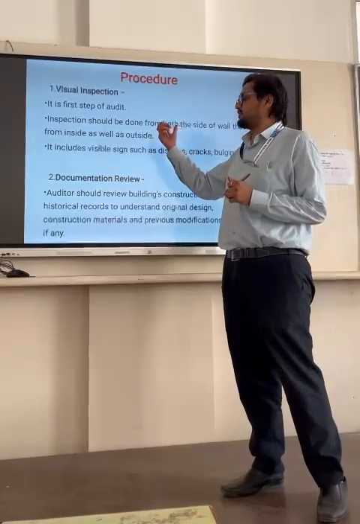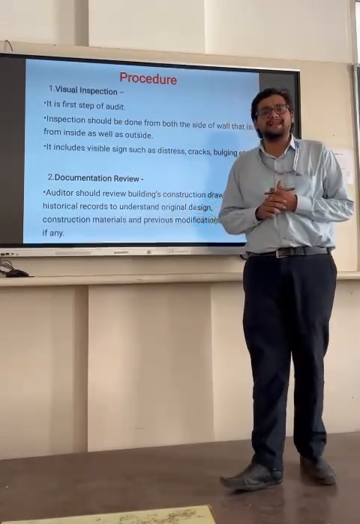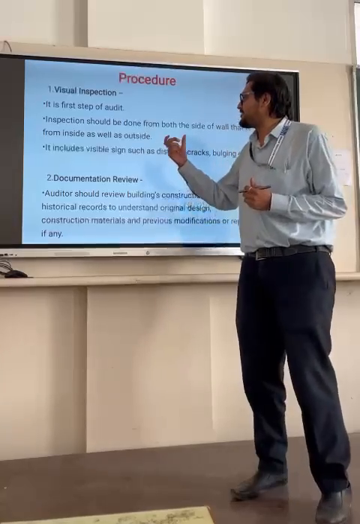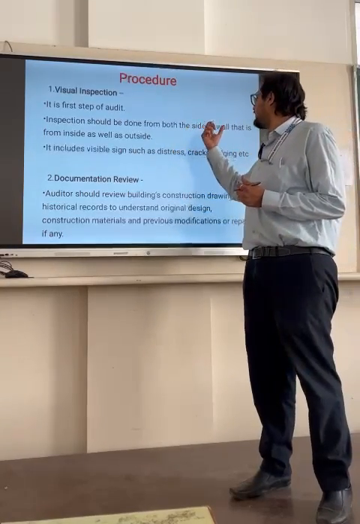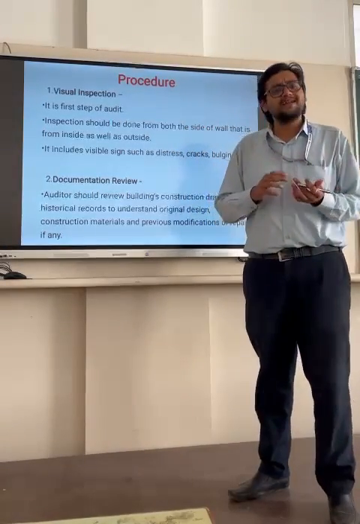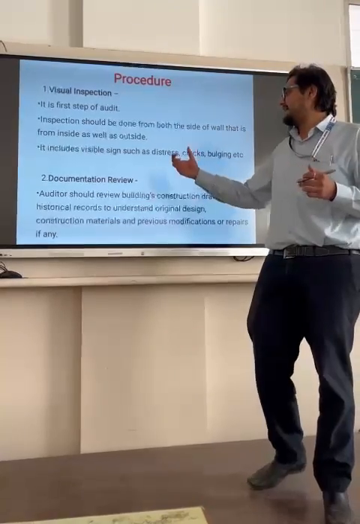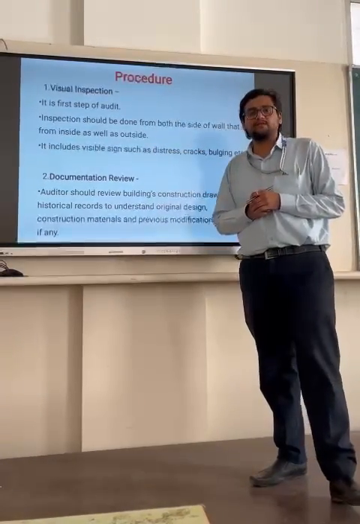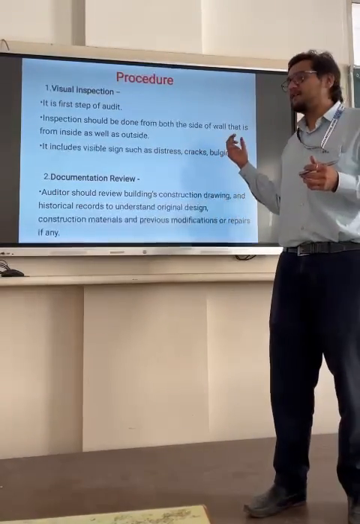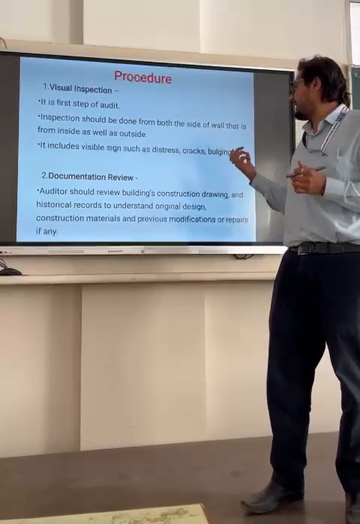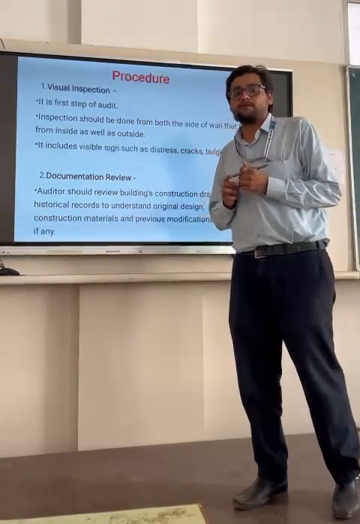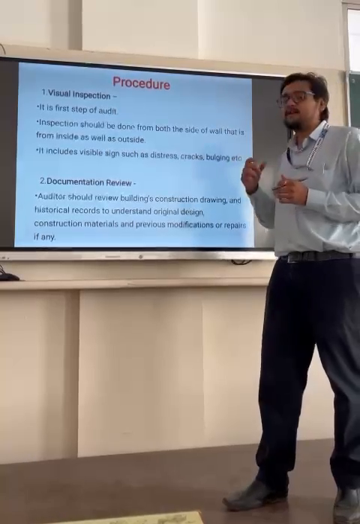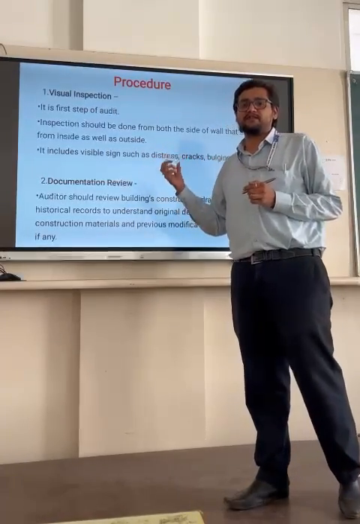One is, it is the first step of structural audit or any type of audit. Then inspection shall be done from both sides of the wall, that is, from the inside as well as outside, and it includes visible signs such as distress, some cracks that can be micro level or macro level, and any type of cracks or deviations in the wall.